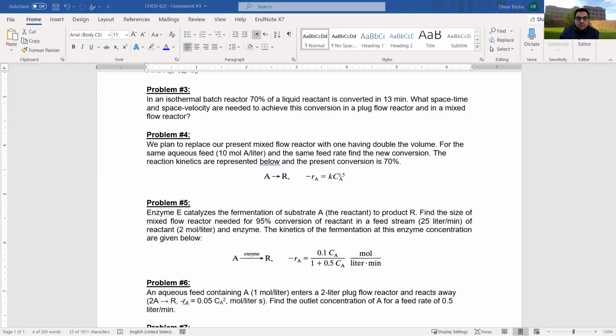I'm going to clear all drawings, and let's use color this time. Okay, so this is number 4. I have my original reactor, the original mixed flow, original CSTR. And this one has a volume, let's call it V1, for the same aqueous feed.